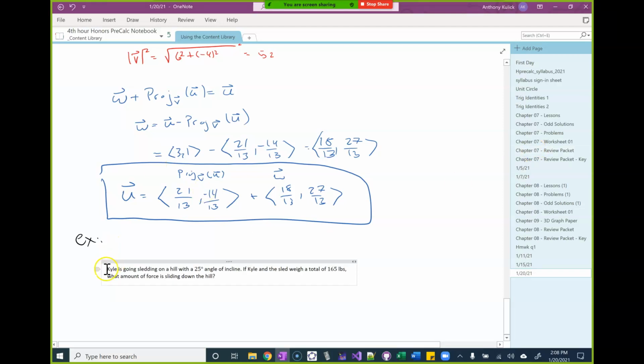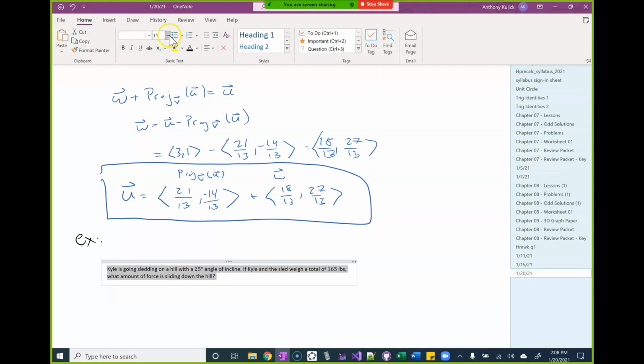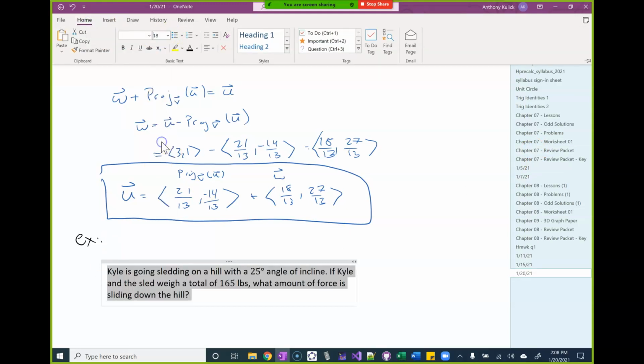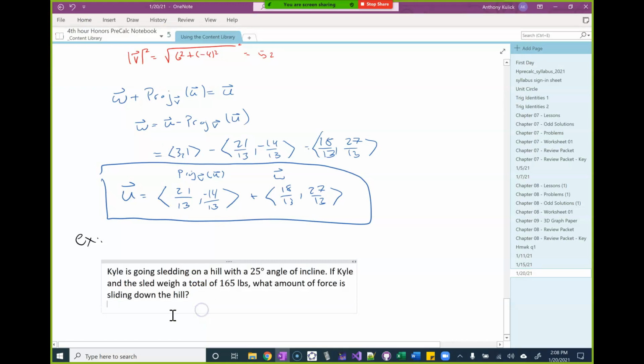Kyle is going sledding down a hill with a 25-degree angle of incline. If Kyle and the sled weigh a total of 165 pounds, what amount of force is sliding down the hill?